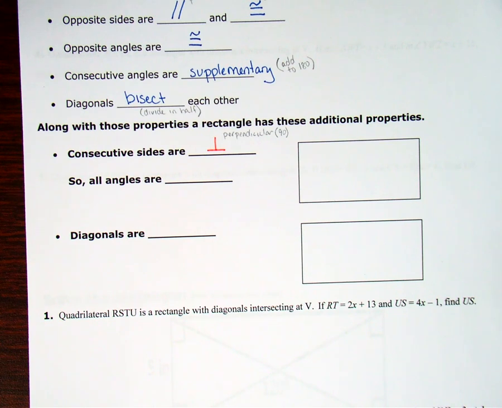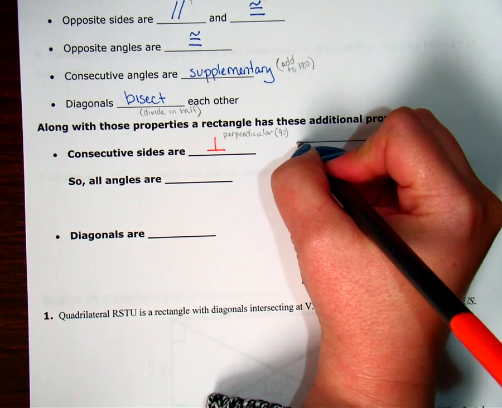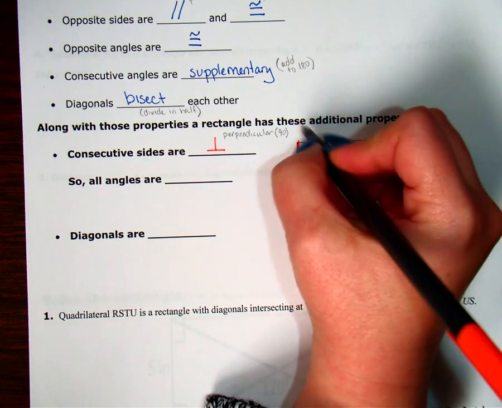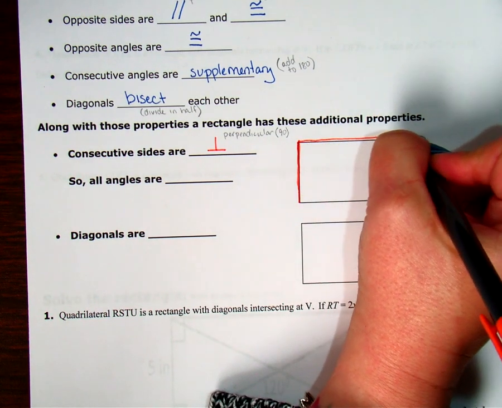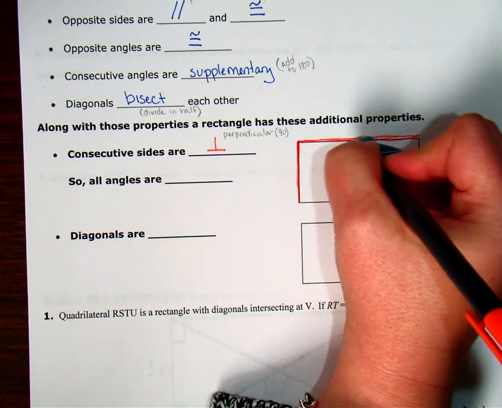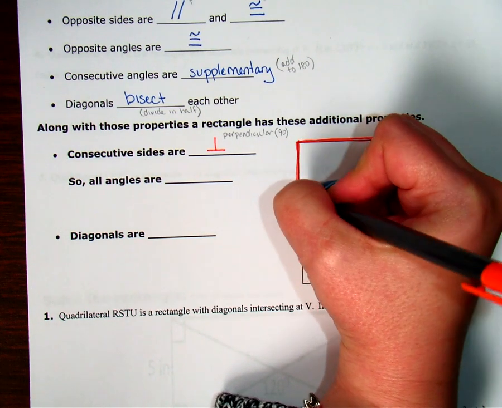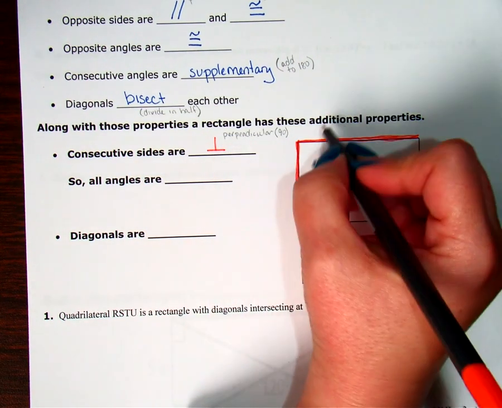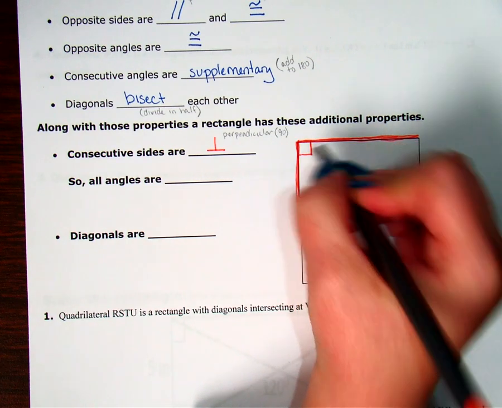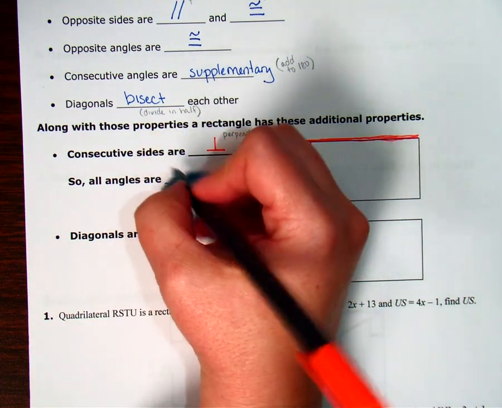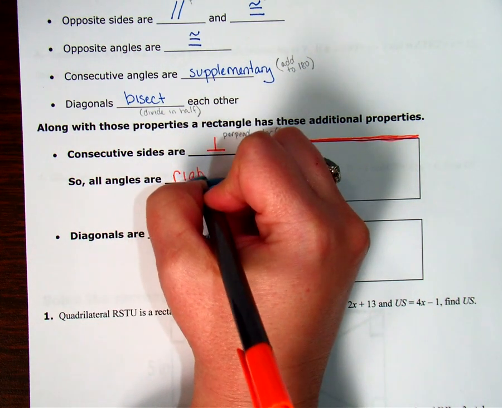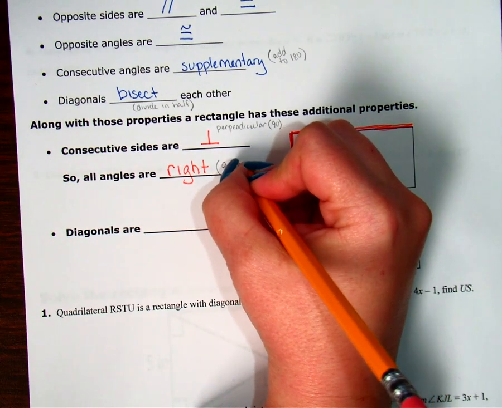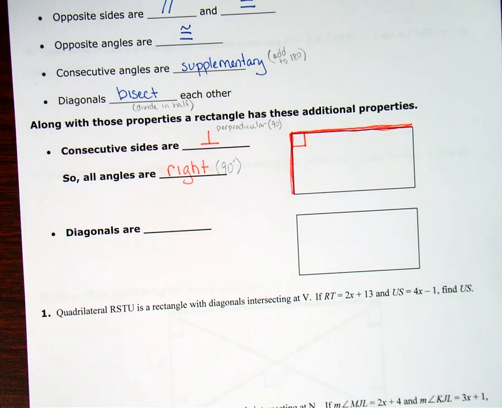So consecutive sides mean sides that are next to each other, that touch each other. For example, this left side here is consecutive to both the top and the bottom. I'm just going to highlight one set of consecutive sides so you can see what I mean. They come together at a corner. That's what we mean by consecutive sides. So my corners come together perpendicularly. That means they're perpendicular. All my angles are right, or we could say all the angles measure 90 degrees.